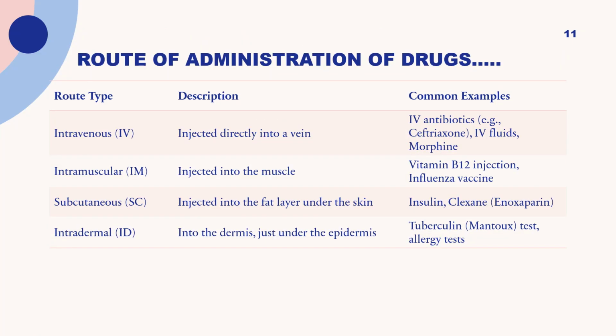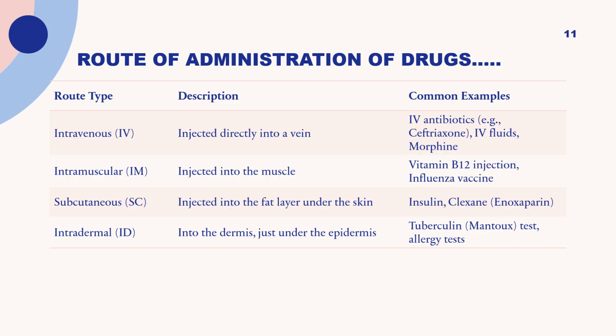Next routes of administration. These ones are actually quite interesting among nursing students. The first one is intravenous, for which we use the abbreviation IV. It is about injecting medications directly into a vein. This is commonly done using IV cannulation. Most common examples are IV antibiotics such as ceftriaxone, IV fluids, and also morphine.